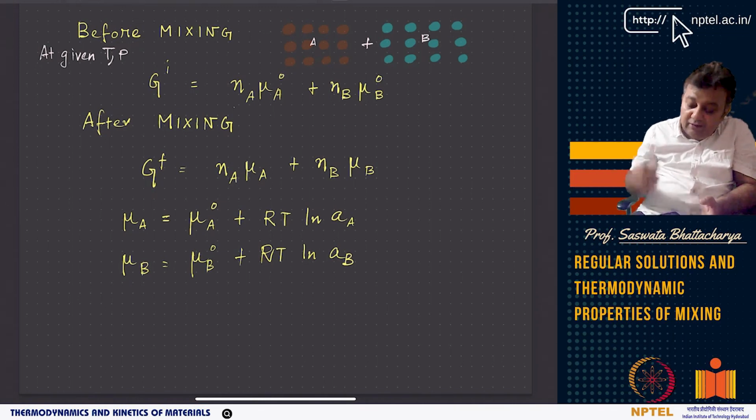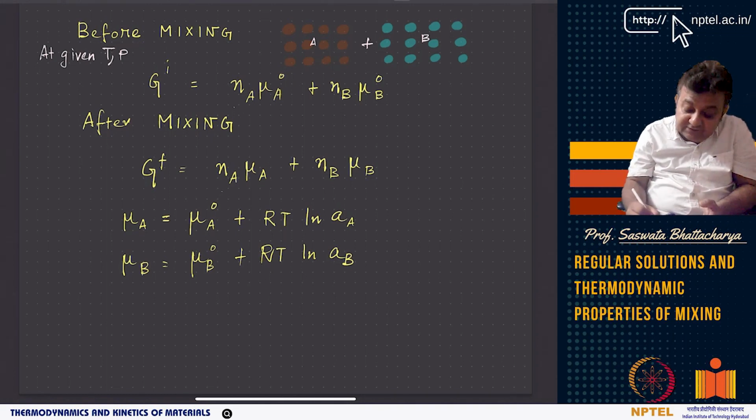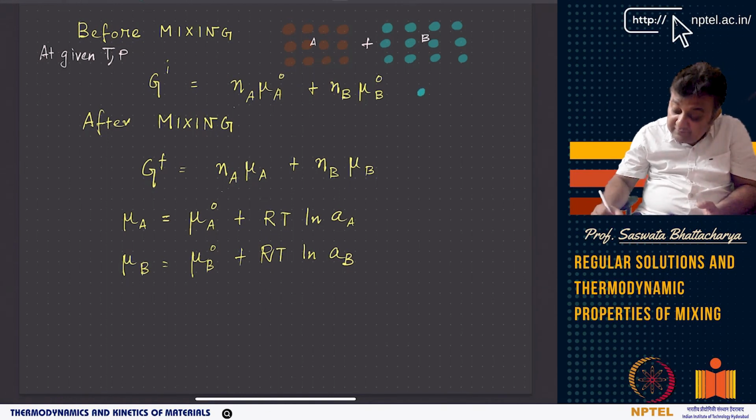However, after mixing, what happens? You get Na mu A plus Nb mu B, where mu A is the chemical potential of A after mixing. So when it has been mixed, how does it look? It looks like this: you have some A atoms and some B atoms at random, A atoms at random, and say some.